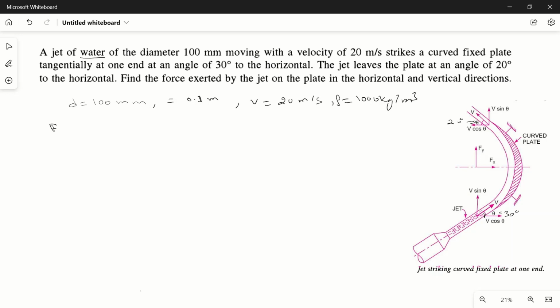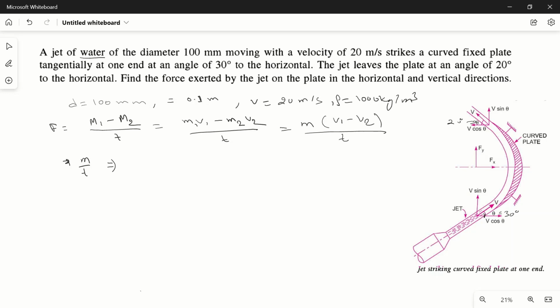So we know that force F is the rate of change of momentum, which is equal to initial momentum minus final momentum upon time, and mass into velocity is momentum. So m1 v1 minus m2 v2 divided by time. Now m1 and m2 are the same because there is no loss of mass in this plate. So it will be equal to m times v1 minus v2 divided by time. Now m by t is the mass flow rate, which is equal to density into volume flow rate, which is equal to area into velocity. So mass flow rate is rho a v. So it will become rho a v into v1 minus v2. This is the formula for force.